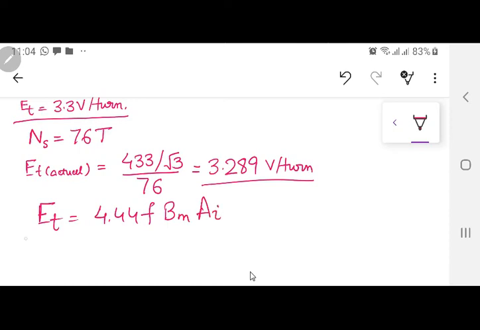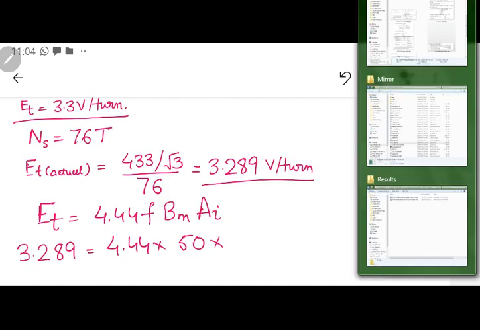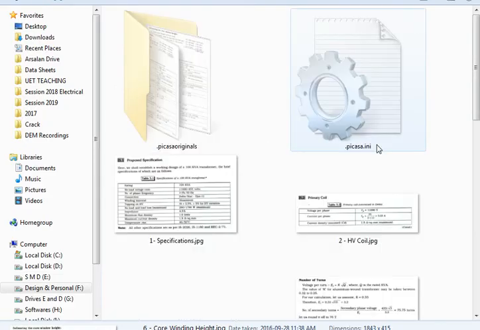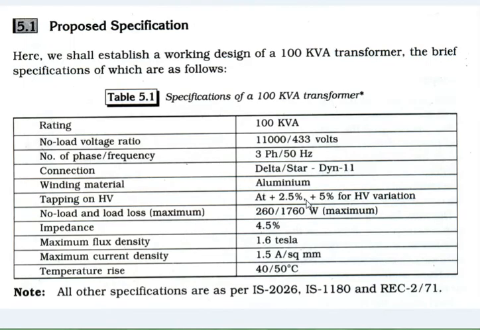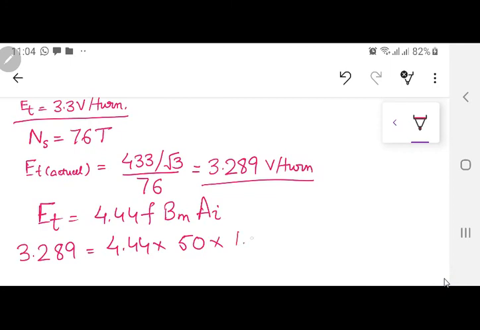Now in this equation, you already know your ET, which is the actual ET. So 3.289 equal to 4.44. The frequency is already known, 50 Hertz. BM is already told to you. If you go back on the data that was given to you, that was 1.6 Tesla. Okay, so the material is already fixed over there.